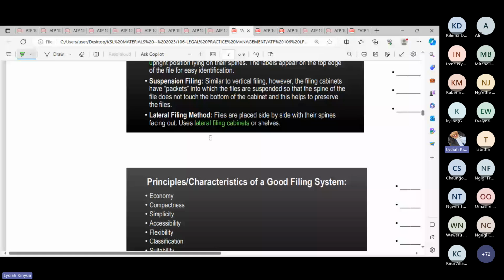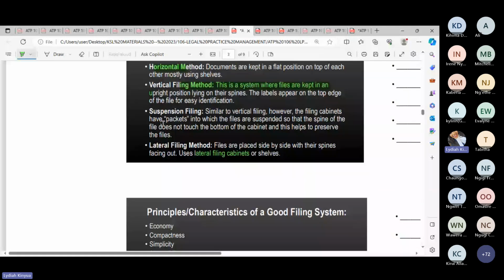We could have done it together like we did with the last cohort, but we don't have time. So just look at suspension filing and lateral filing. You'll get very good photos.